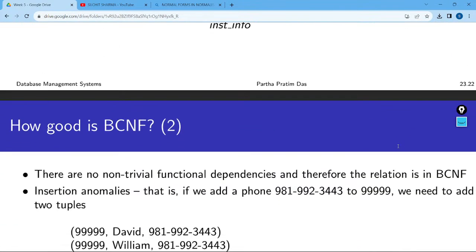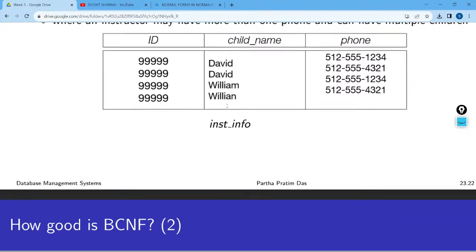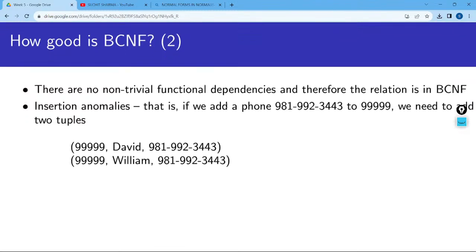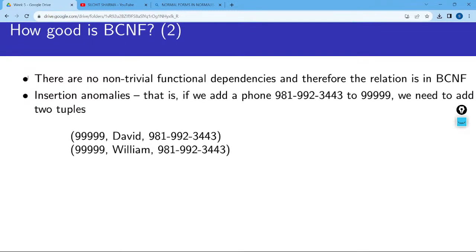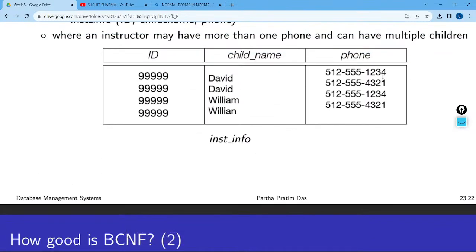So this results in this huge table. This is in BCNF form. However, this is not data that anyone would like to work with. There are no nontrivial functional dependencies, and therefore the relation is in BCNF. Insertion anomalies: if we add a phone number to 999, we need to add two tuples, right? So every time we add something new, every time we append, every time we update the phone number in the instructor info table, we would have to update it twice.